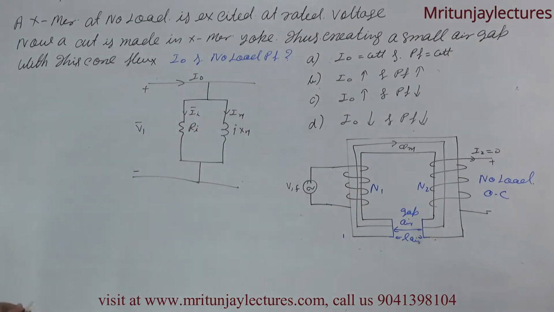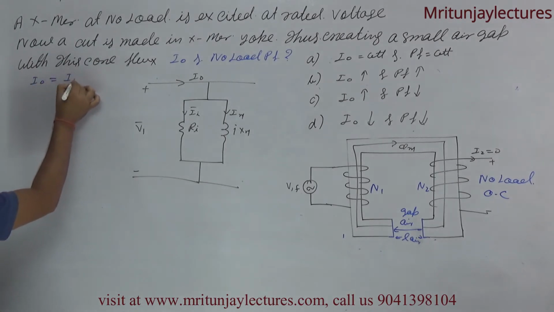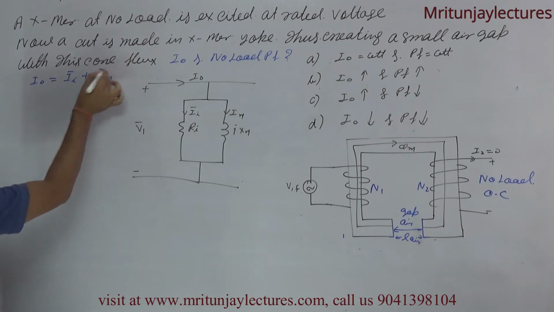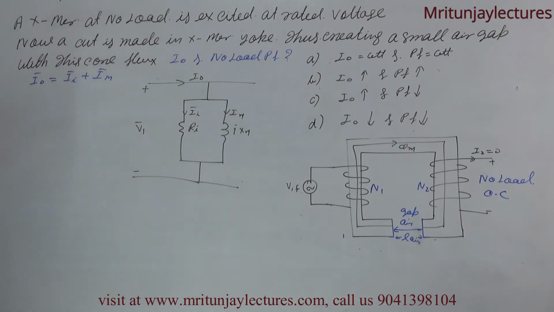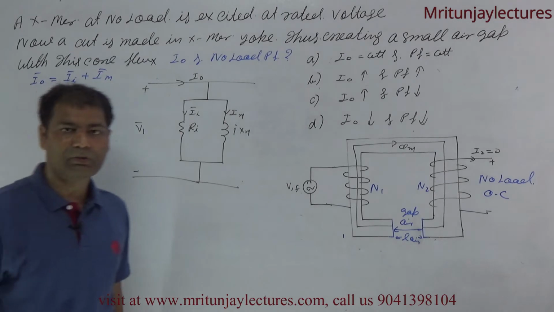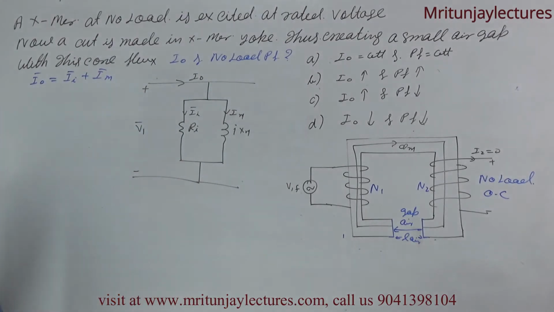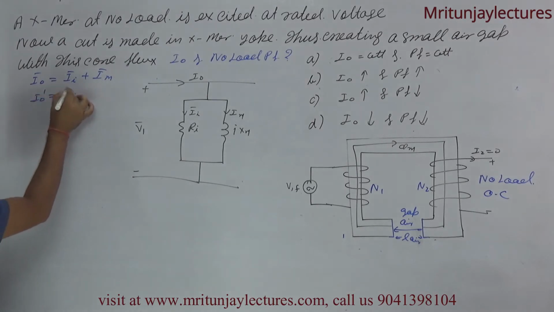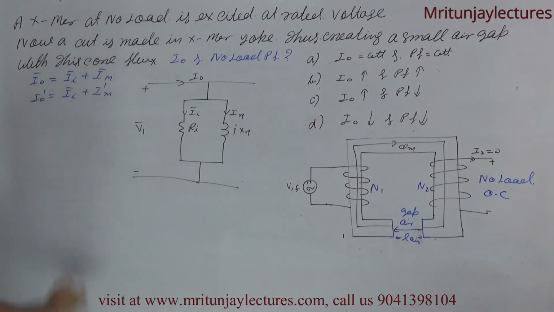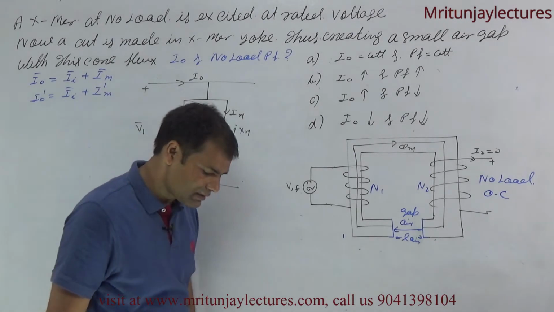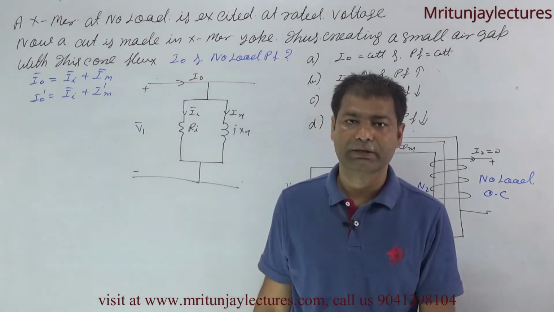Now I know that I0 is equal to Ii plus Im without cut, the no load current like this one. After cutting the yoke, I0 dash is Ii plus Im dash. Ii is constant. Why is Ii constant? Because you know that Ii depends upon the iron loss, or you can say the core loss.